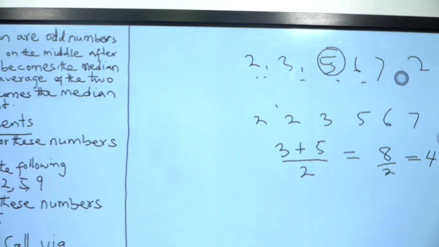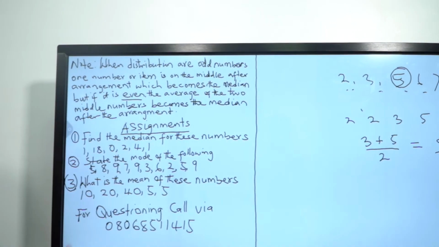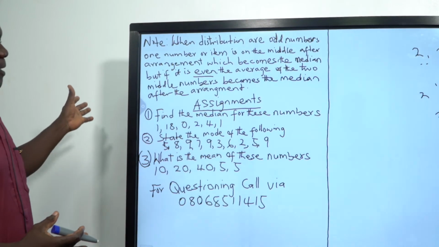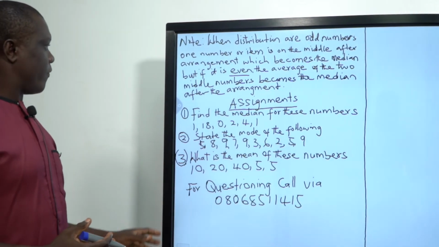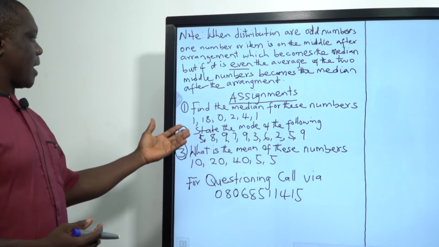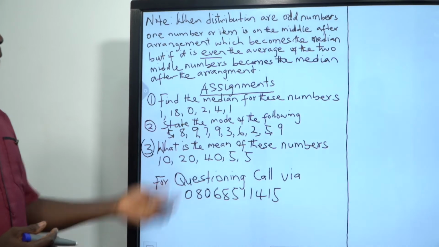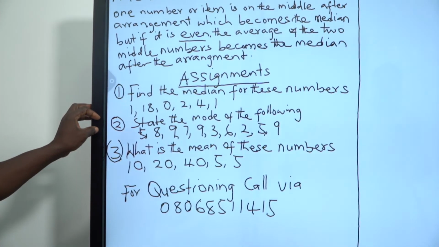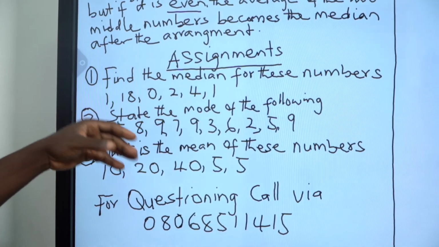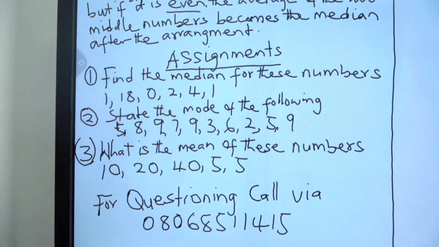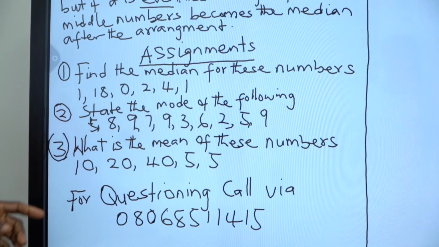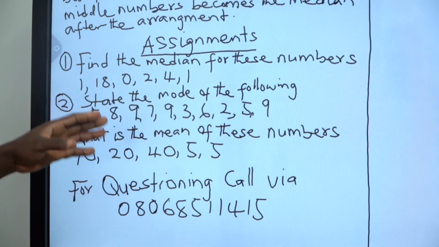So, having said that, I want you to try this using the illustration I have given above. The first one: find the median for these numbers: 1, 18, 0, 2, 4, 1. The second one: state the mode of the following numbers: 5, 8, 7, 9, 7, 9, 3, 6, 2, 5, 6, 9. The third one: what is the mean of these numbers: 10, 20, 40, 5, 5.